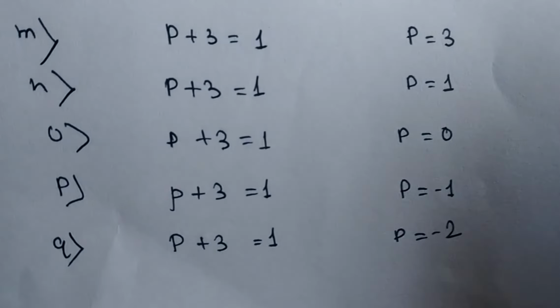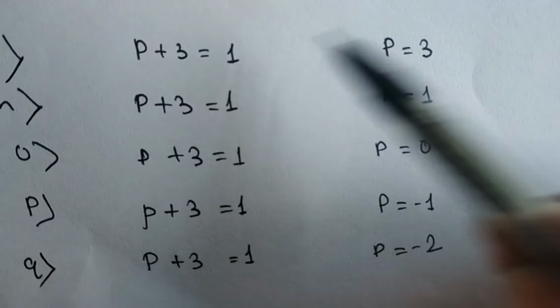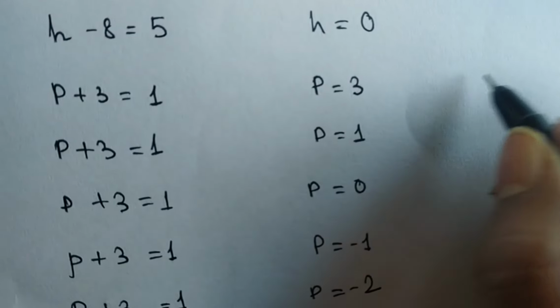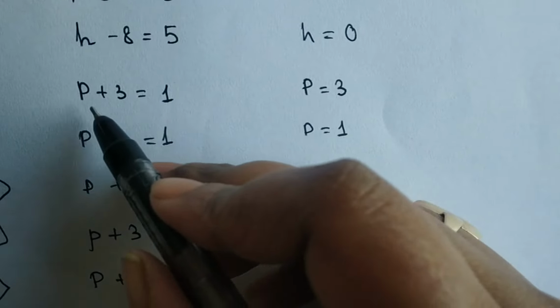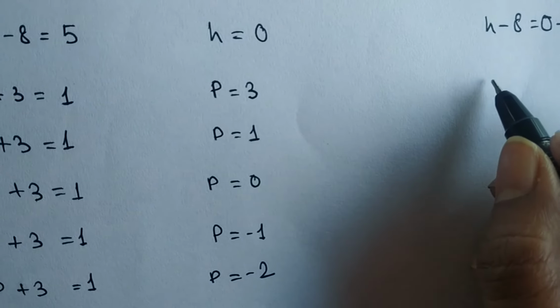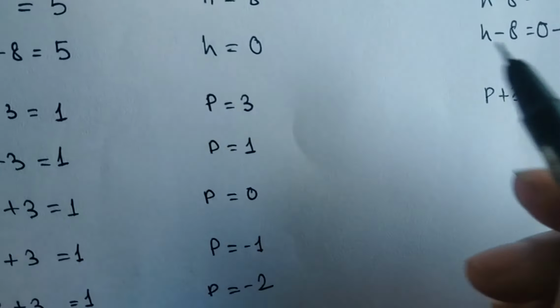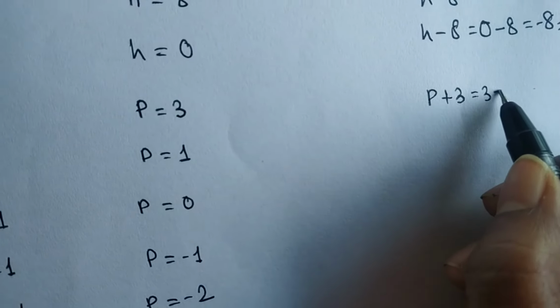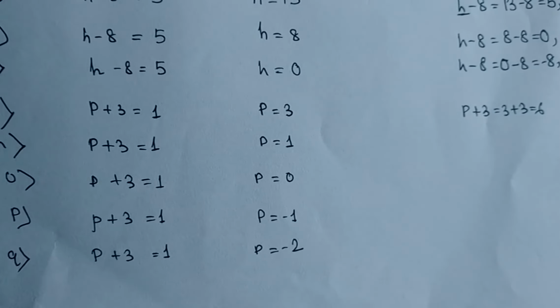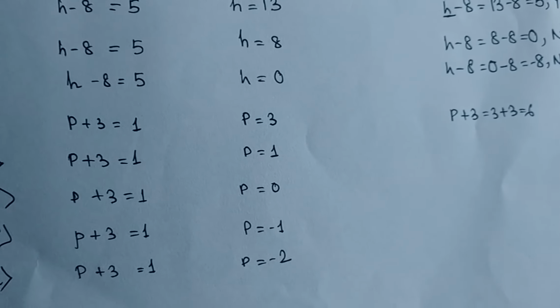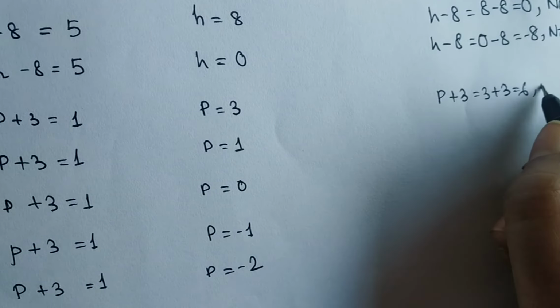Now in the next equation we have p plus 3 is equal to 1. Now again on the left hand part we will write p plus 3, which is 3 plus 3, because in place of p 3 is there. So we will write 3 plus 3, which is 6, and on the right hand side 1 is there. So it doesn't satisfy the given equation. So we will write no.